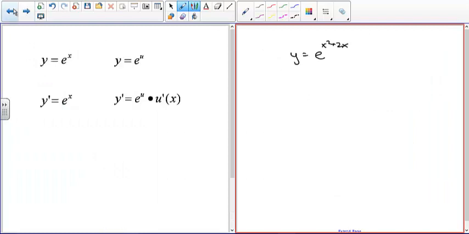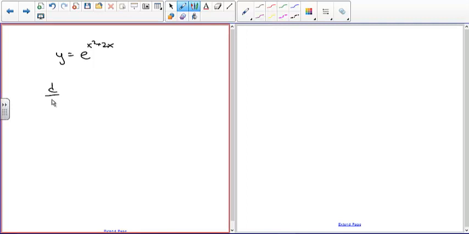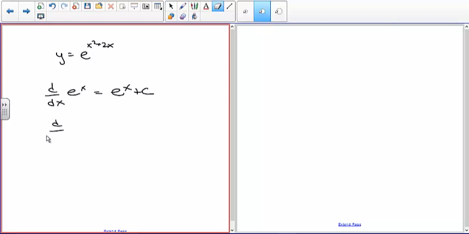Inverse. Okay. So here's a function, y equals e to the x squared plus 2x. The formula that I use says that the derivative with respect to x of e to the x is equal to e to the x plus c. Or you could use a u if you wanted to use a u, but let's just use the chain rule.